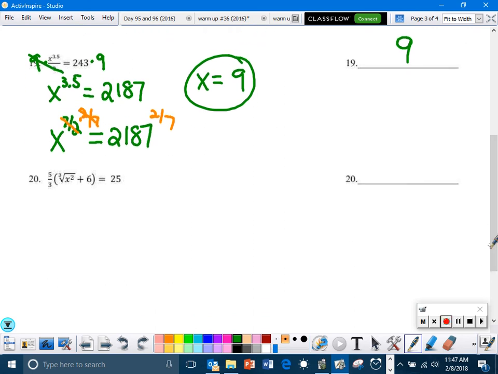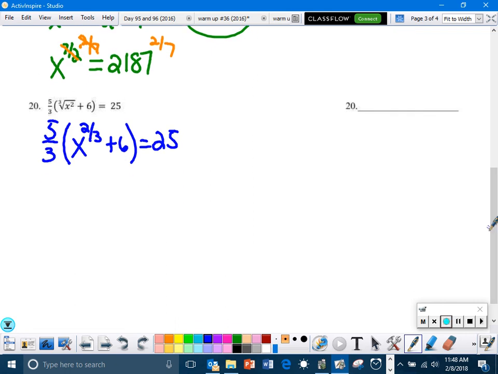Number 20. First thing I'm going to do is rewrite that so I do not have a radical symbol. I haven't done anything yet with the 5/3. The radical symbol disappears and I make a fraction out of that. And remember, the number with the x is your numerator, so the 2 is on top, and then the 3 is on the bottom. So that would be x to the 2/3 power plus 6 equals 25. Alright, now looking at that, I see 3 things I need to get rid of, so it's going to take me 3 steps. I also notice that the numerator is a 2, so I'm going to have 2 answers.